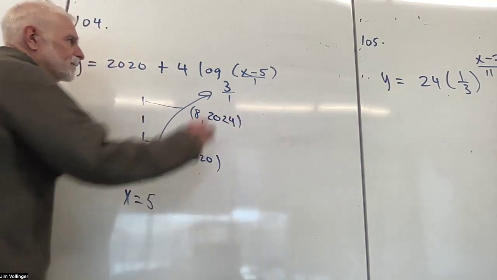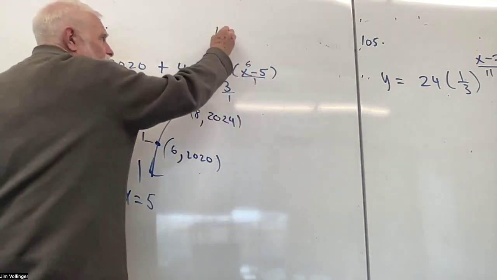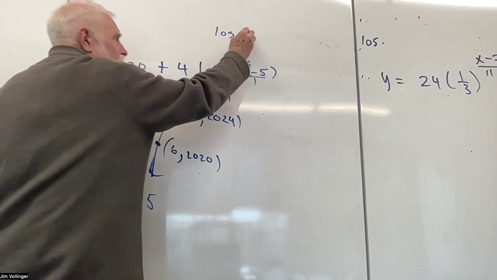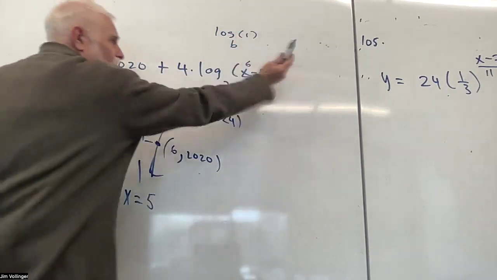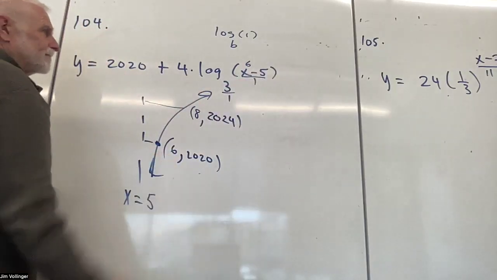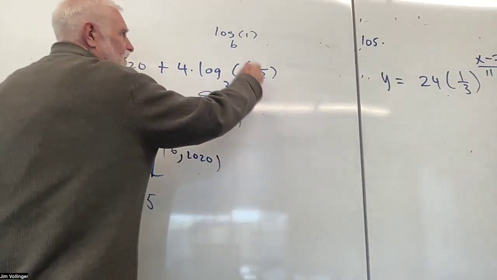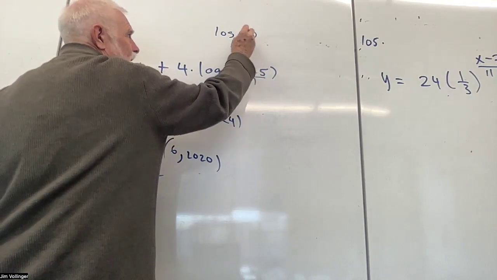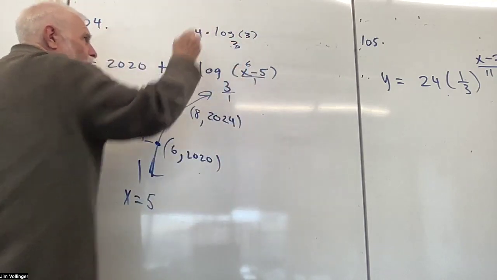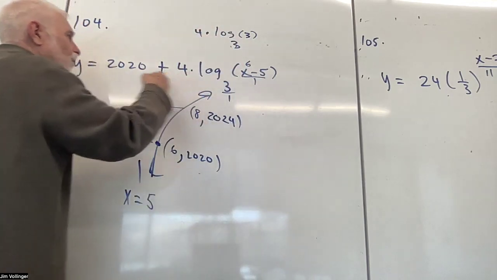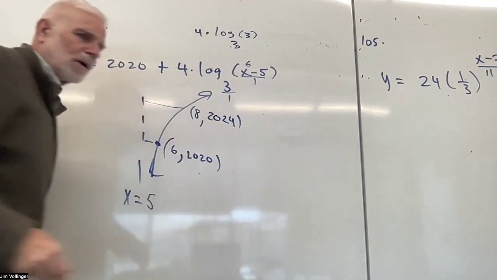Let's prove it. 6 minus 5 is 1. I don't care what the base is. What do you put on top of b to get a 1? 0 takes care of the multiplication. It's gone. 2020. Let's put an 8 in. 8 minus 5 is 3. And if the base is 3, I think I'm getting 1, 4. 1 times 4 is 4 plus 2020, 2024.